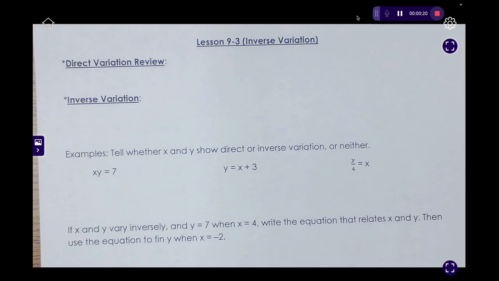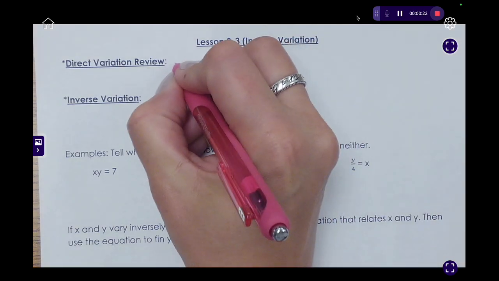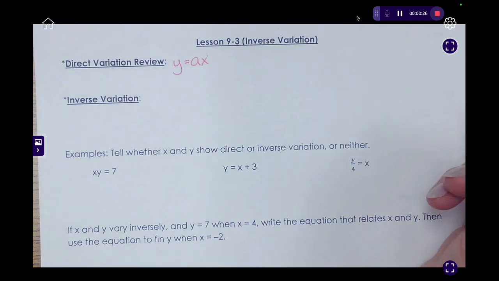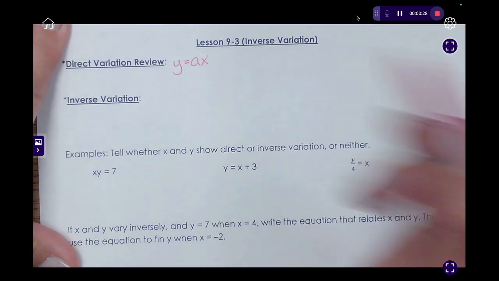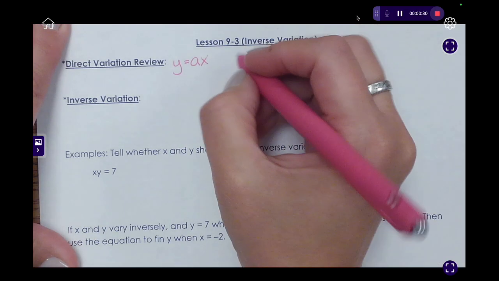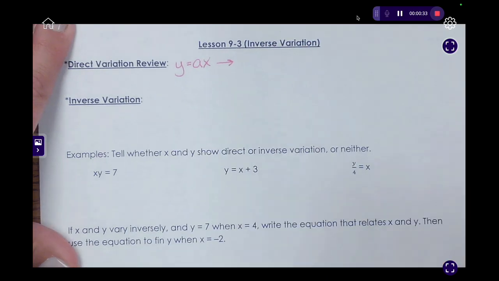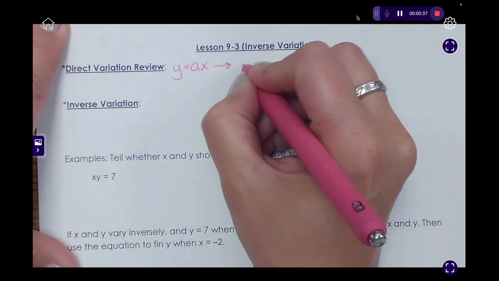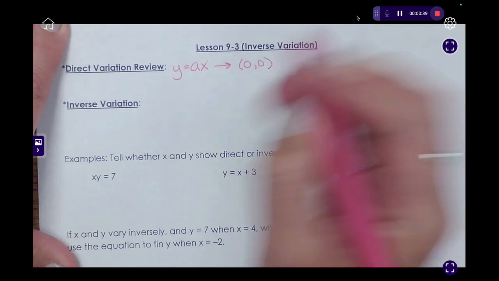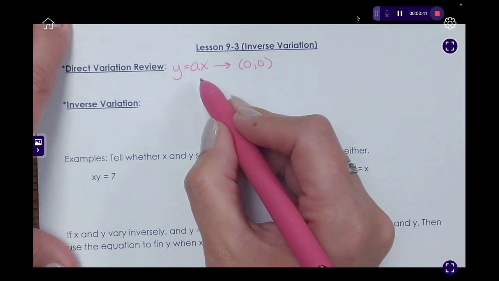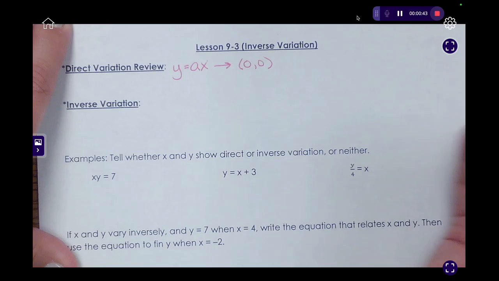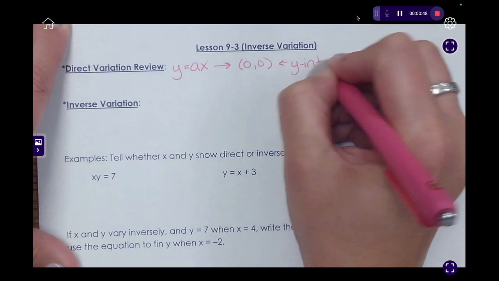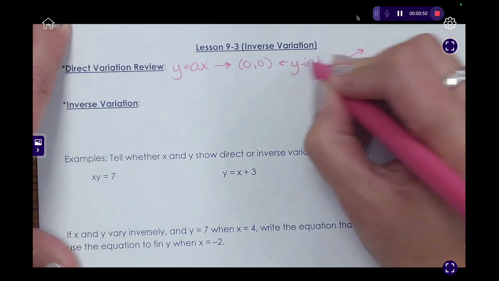So with direct variation, the equation just looks like y equals ax. Looking at this, I'm not adding or subtracting anything, and your origin is always going to be gone through with this line. So if I were to graph a direct variation, it's always going to go through the origin. Your y-intercept is always at that 0, 0. So it's a straight line that goes through the origin of a graph.